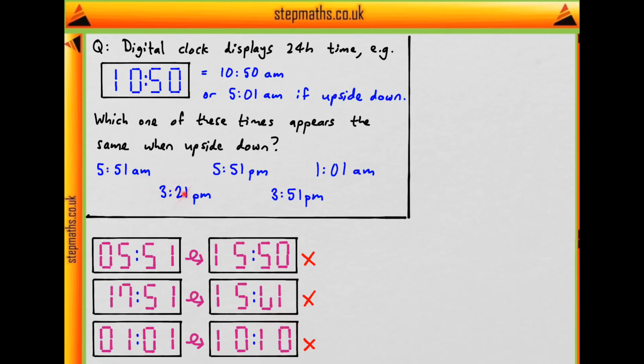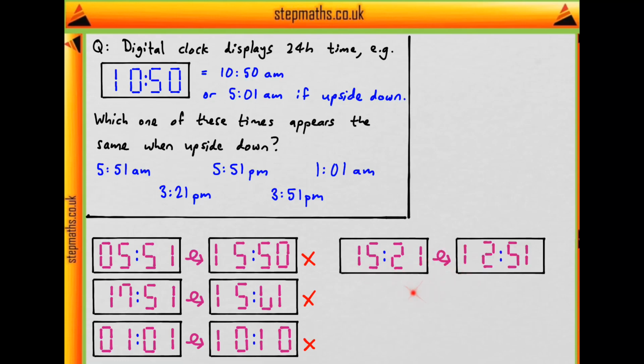So what about 3:21 PM? What's that in 24-hour time? That's 15:21. And now, although this has a reflectional symmetry in this line here, if we turn the clock over, like we would in real life, it's not the same time, it's 12:51 rather than 15:21. So it's not this one, so it must be the last one.